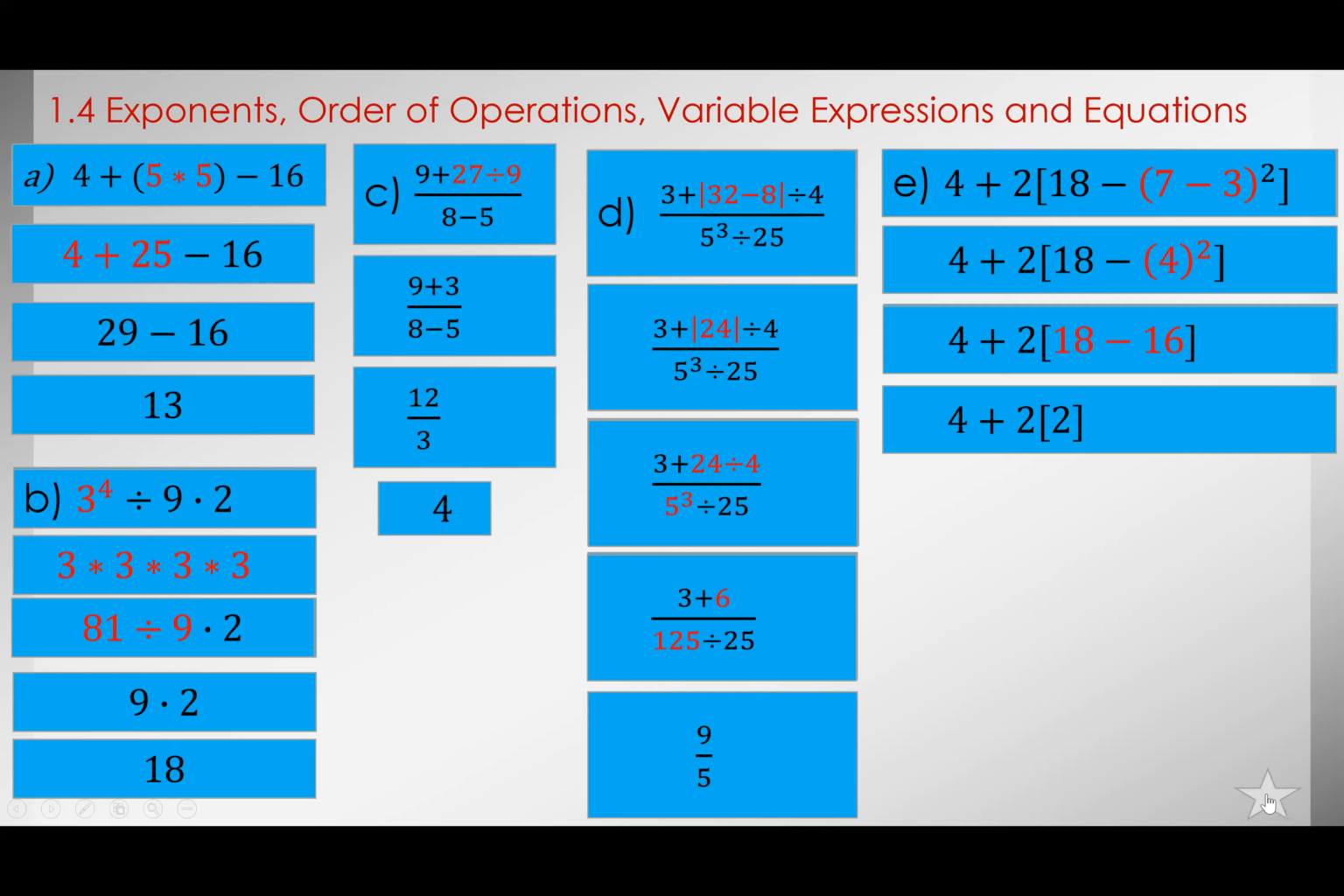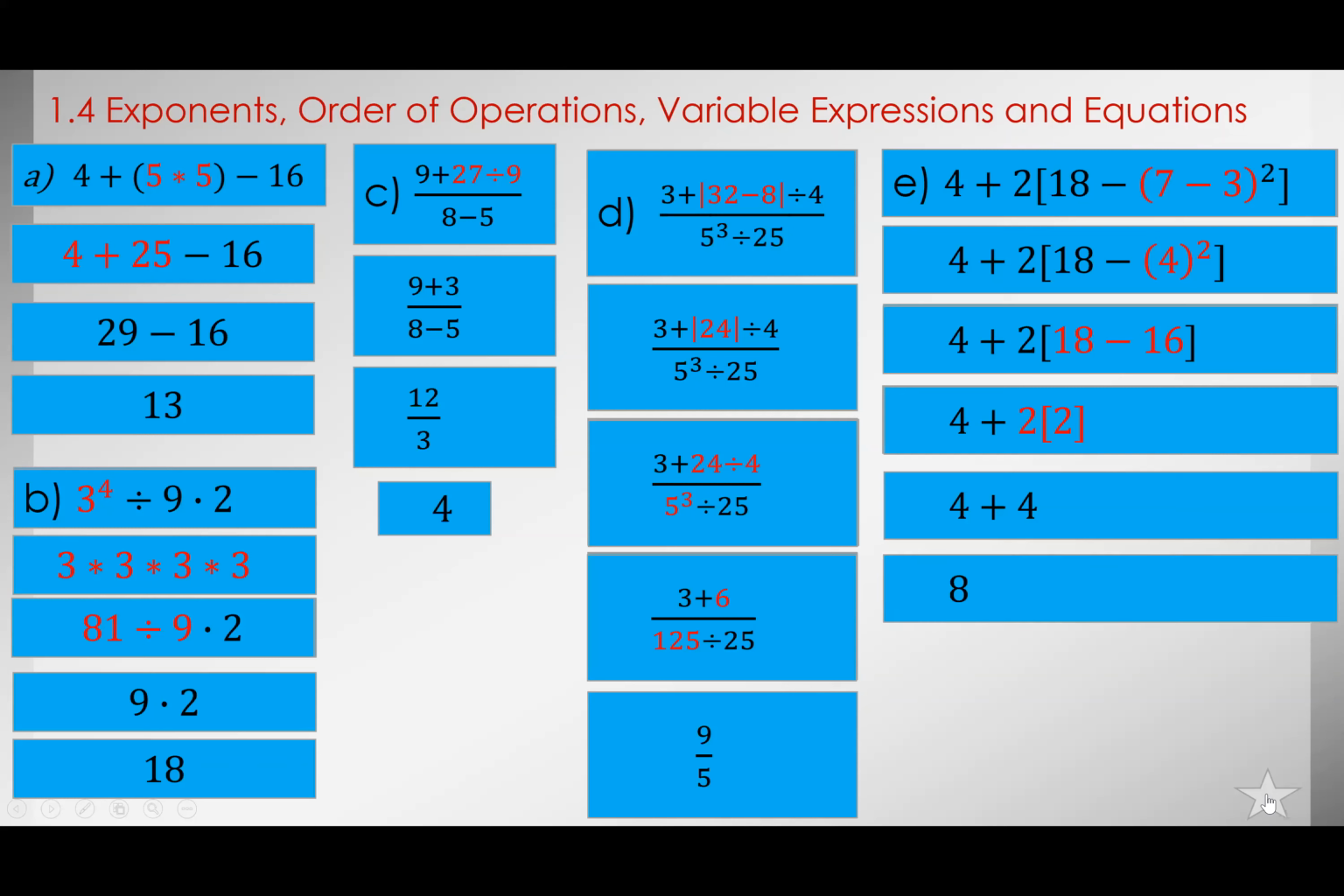If you multiply first, later on you will see that you have to take the 2 times the 18 and the 2 times the 16. But for now, just simplify inside your bracket. Once we simplify inside the bracket, we take the 2 times the 2 to give you 4, and the last step is 4 plus 4 to give you 8.